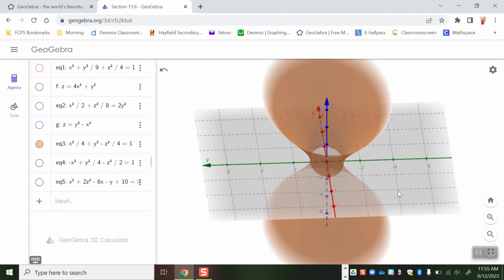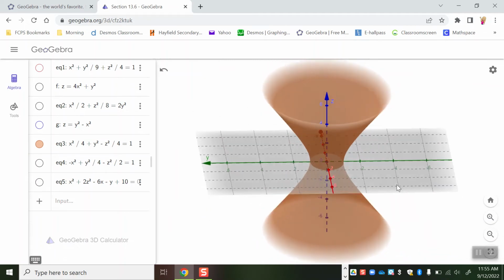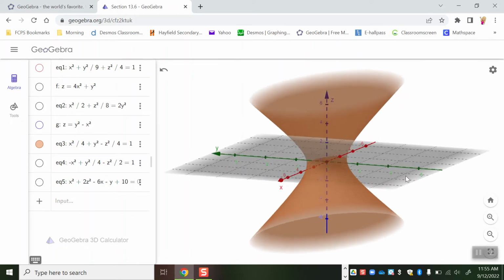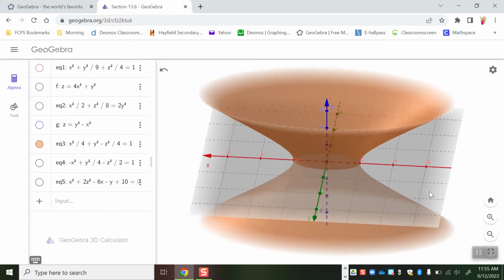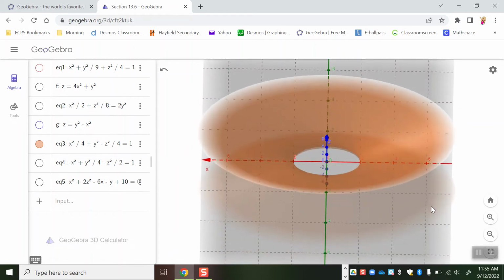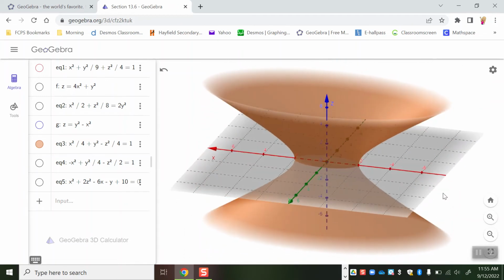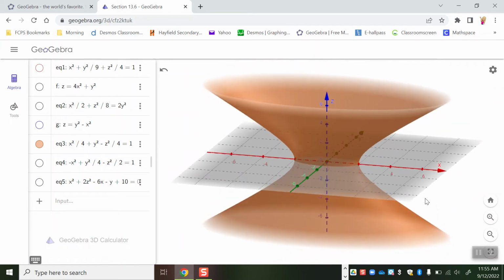When we're looking at x equals 0, the yz, that would be the green and the blue. See that hyperbola there crossing at 1. And when we're looking at the xz, you see the hyperbola here crossing at 2. When we're looking down, when z equals 0, you see that ellipse right there. But either way, we have this, it's called a hyperboloid of one sheet.